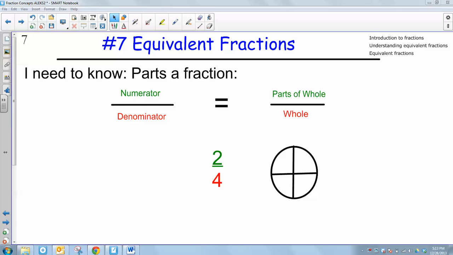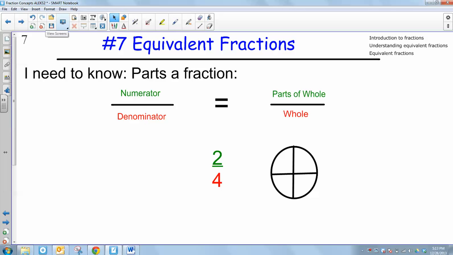All right, gang. Today we're going to work with lesson number 7 out of our fraction concept notes, and we finally made it to fractions. So today we're going to be talking about understanding fractions and equivalent fractions. The topics that we're going to be working on are introduction to fractions, understanding equivalent fractions, and equivalent fractions.